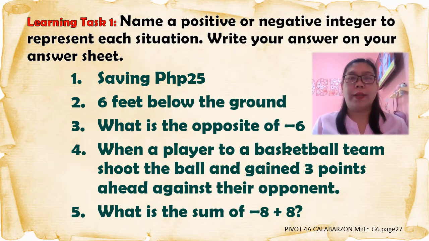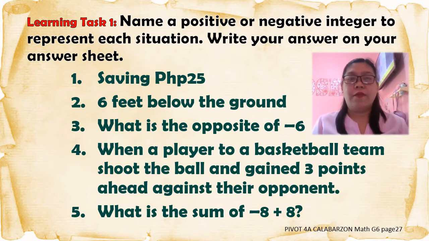Learning task 1. Name a positive or negative integer to represent each situation. Write your answer on your answer sheet. You may write your answer as I read each item. Again, pause the video if you need more time in answering.